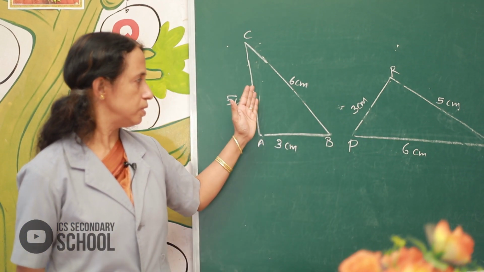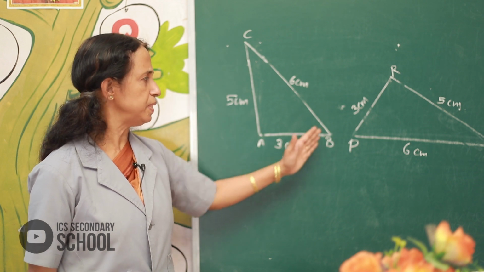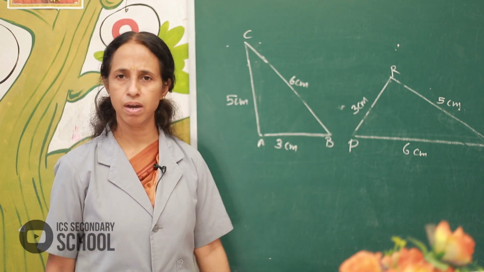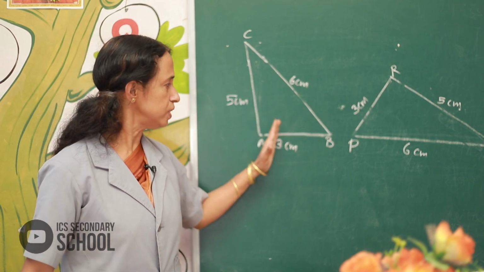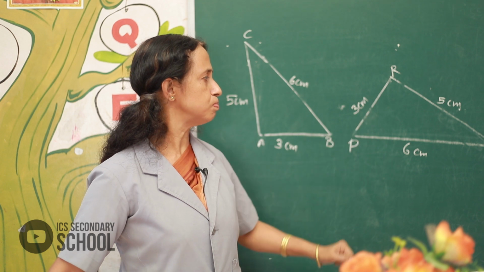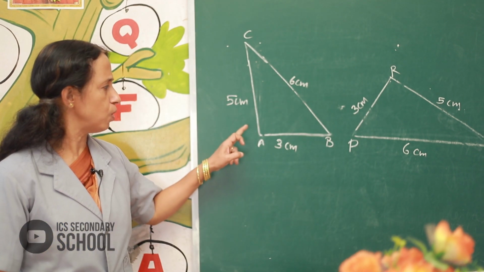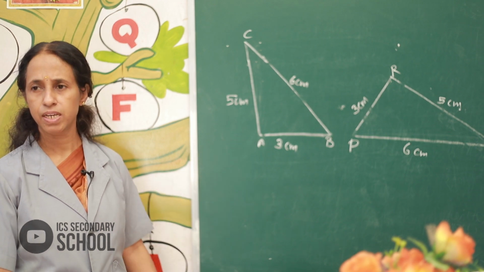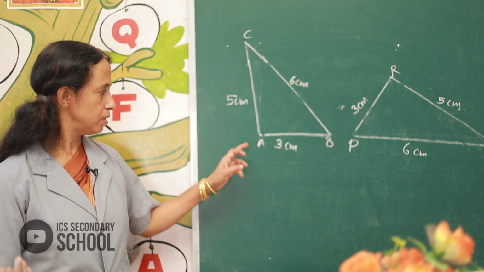Look, these triangles. Here, triangle ABC and triangle PQR are given. The lengths of the sides of triangle ABC are equal to the lengths of the sides of triangle PQR. Which is the largest angle of triangle ABC?